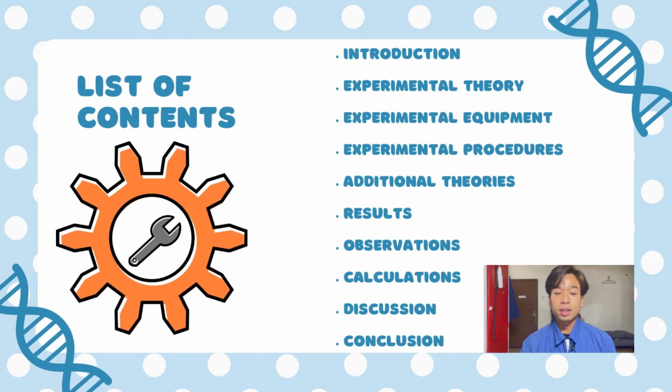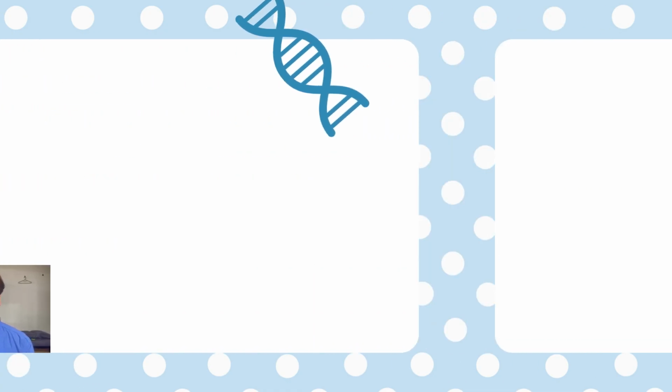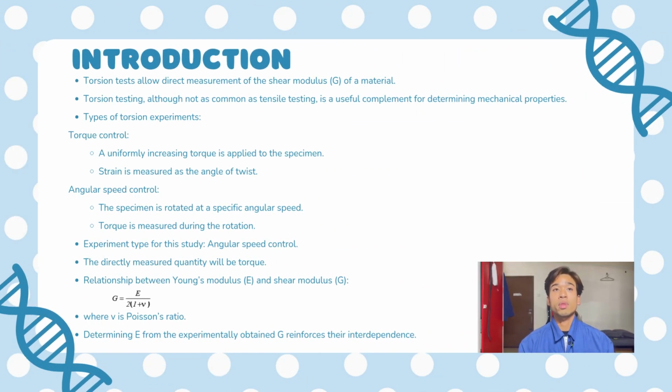For the list of contents, we have introduction, experimental theory, experimental equipment, experimental procedure, additional theories, result observation, calculation, discussion, and conclusion. For introduction, torsion tests allow direct measurement of the shear modulus of a material. Torsion testing, although not as common as tensile testing, is a useful complement for determining mechanical properties.